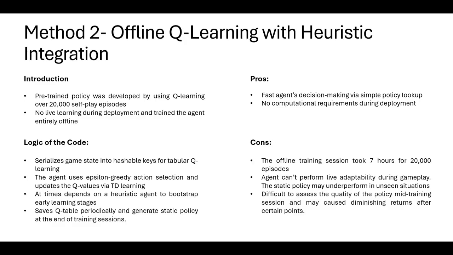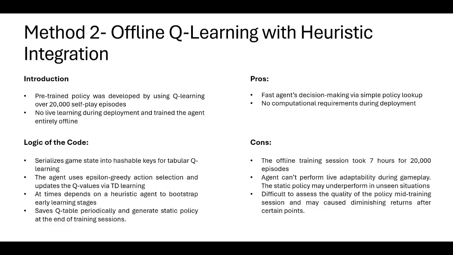So basically, in this approach, we use offline Q learning to train the agent entirely through self-play. The agent runs over 20,000 episodes, learning a Q table that gets converted into a fixed policy for fast decision making. The key idea here is to be efficient at deployment, and once trained, the agent can act instantly without further computation. However, this comes at a cost.